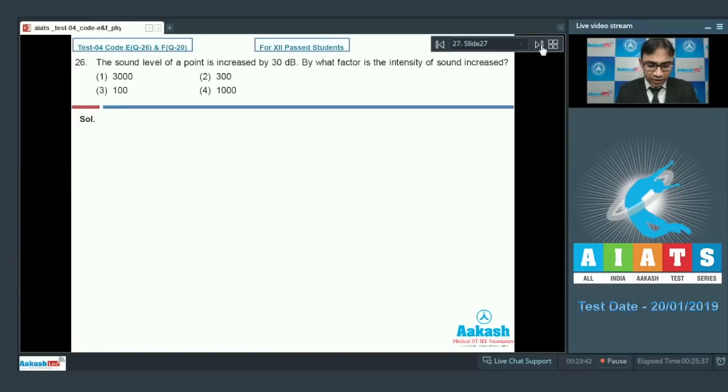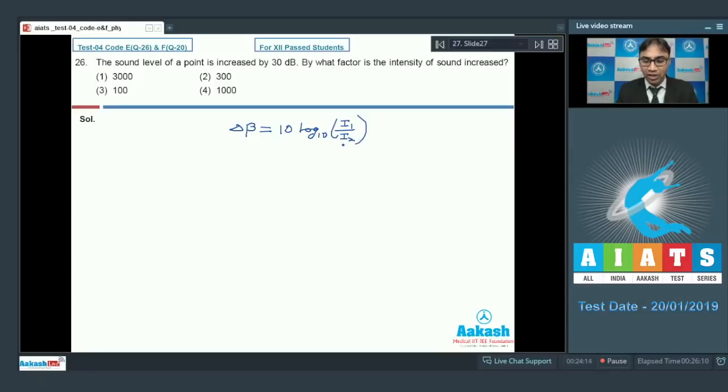In question number 26, it says that the sound level of a point is increased by 30 dB. By what factor is the intensity of sound increased? So we know that the sound level increment, that means the change in sound level, will be equal to 10 log to the base 10 of I1 by I2. This is the intensity ratio. This is the formula for the loudness of sound level, right?